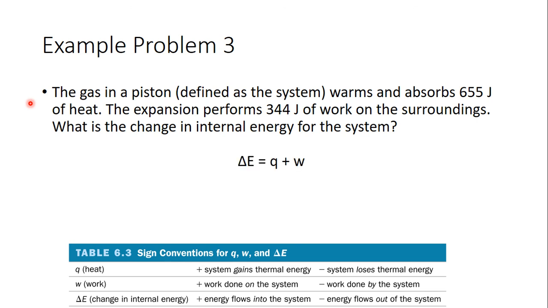All right, let's take a look at it. First, we have to define what our change in energy is. Delta E equals Q plus W. We have a Q, 655. We have a W, 344. Now we have to determine the signs of Q and W. Since we absorb heat, that's a positive value. We do work, that's a negative value. So it's 655 minus 344 equals 311 joules. So we actually gain energy through this process.